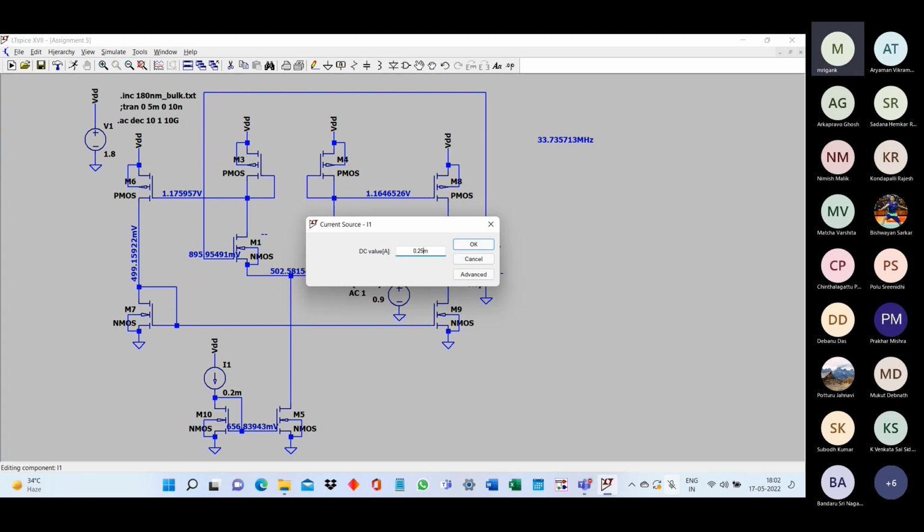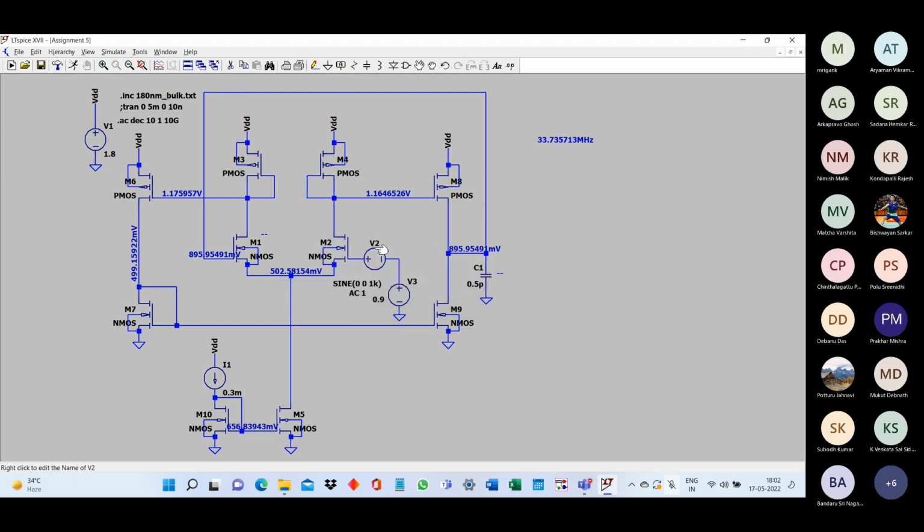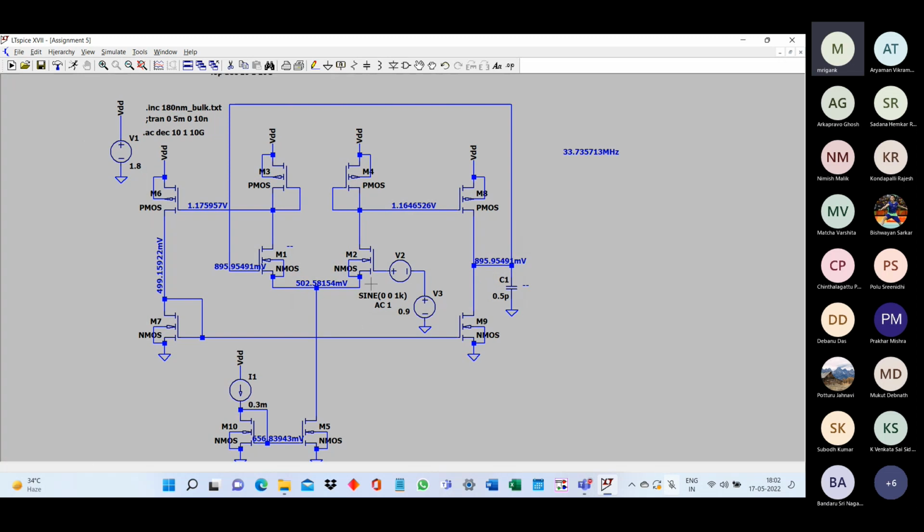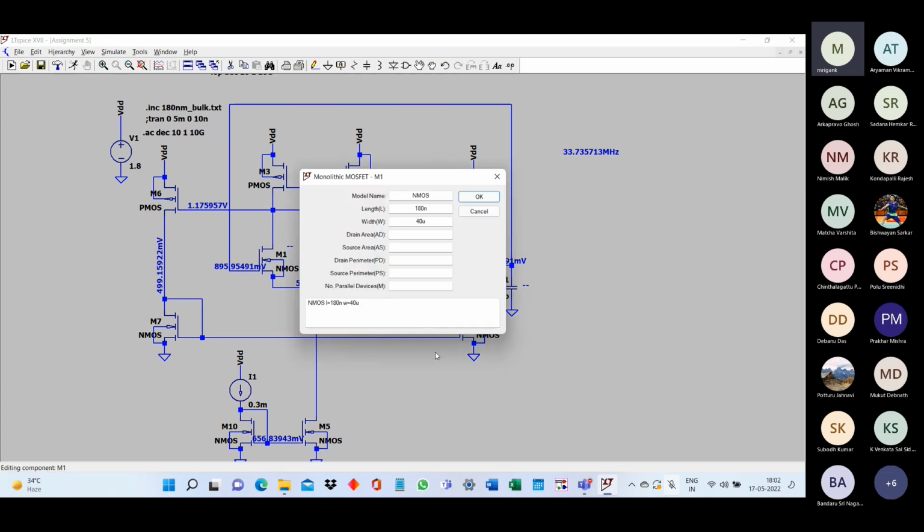Not this much, just at least 0.3, or make it 0.3. W by L of the input device is already large, but in order to increase again, we may have to keep it. So make it 55 or make it 60. That is because otherwise the gain 60.